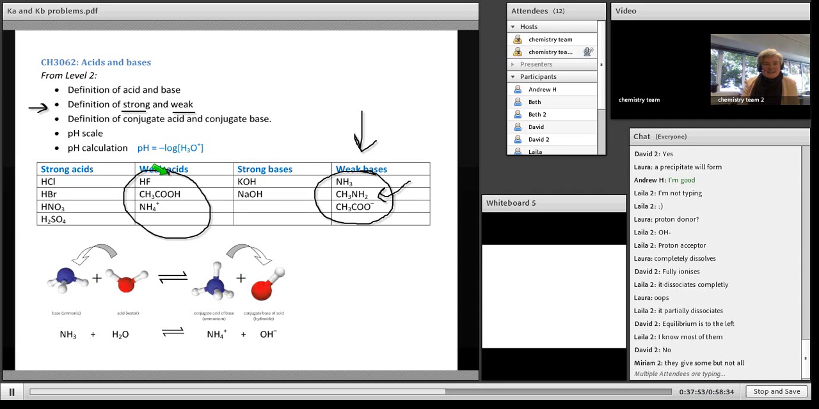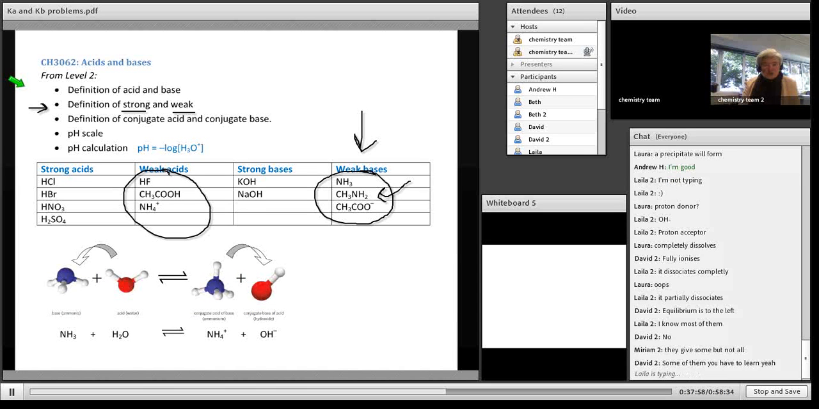Okay. Then the other thing is, after you've learned your acids and bases and which ones are strong and which ones are weak, you've got to know what is a conjugate acid and a conjugate base. So, sorry, I clicked in the wrong place there. So, a conjugate acid, or an acid and its conjugate base are always a pair. So, would ammonia and H2O be conjugate?